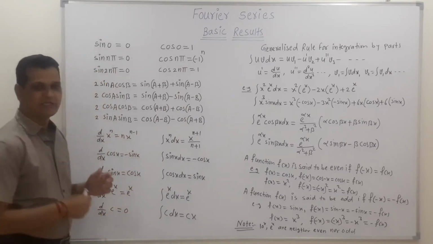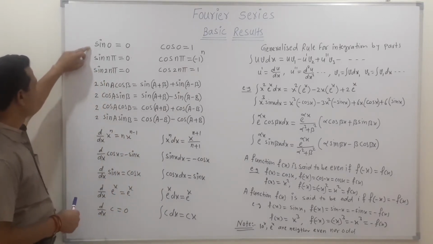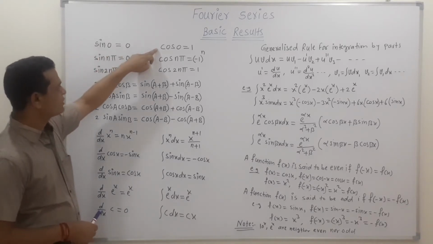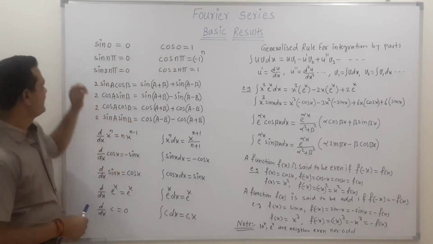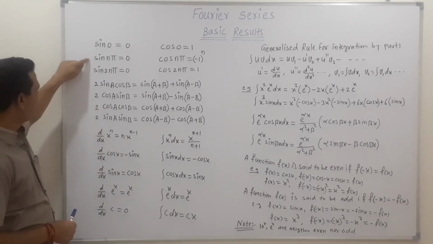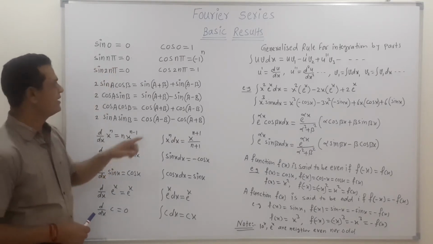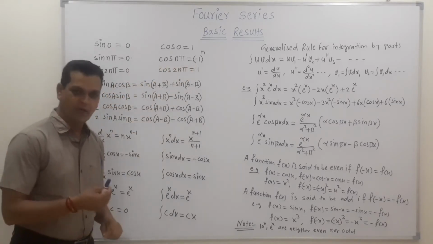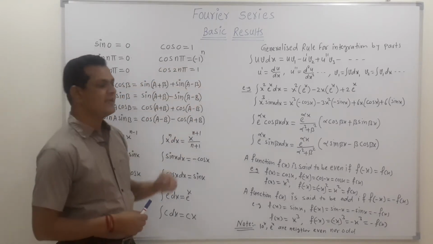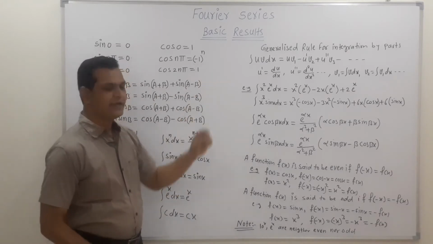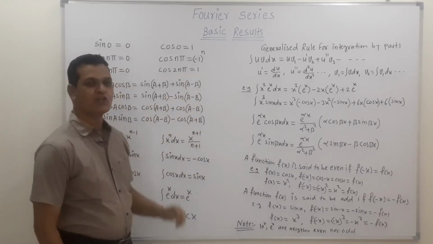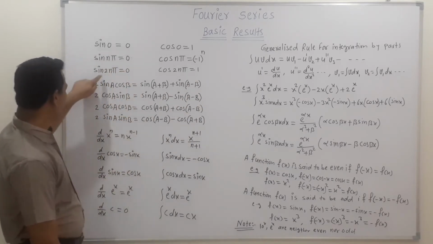The first basic result which we require here is sine of 0 is 0. Again, the value of cos of 0 is 1. Then similarly, sine of n pi is 0 and cos of n pi is minus 1 raised to n. So if the value of n is odd, then we get a negative sign. If the value of n is even, then we get a positive sign.